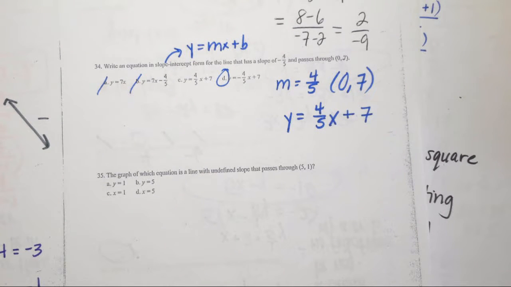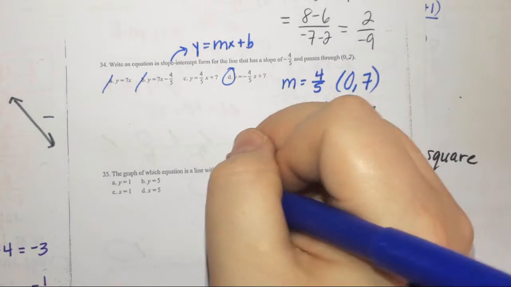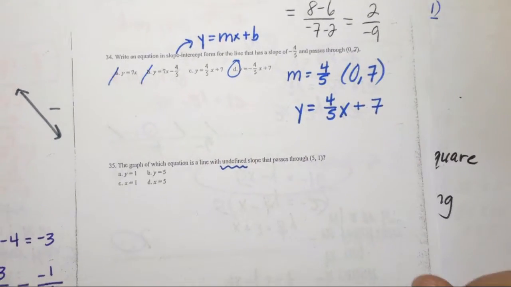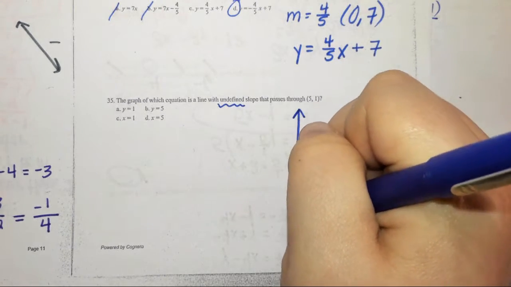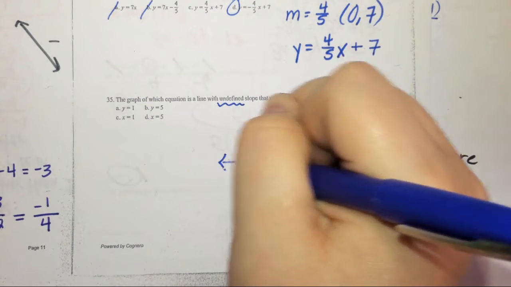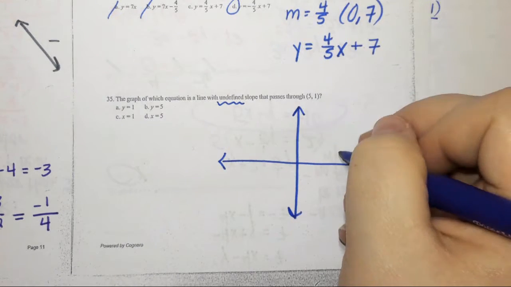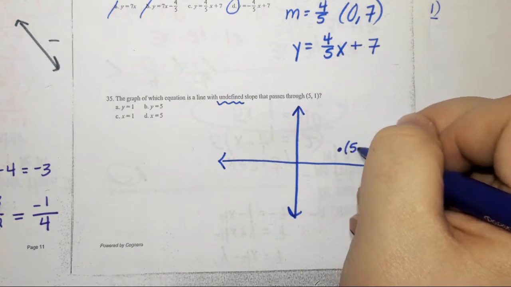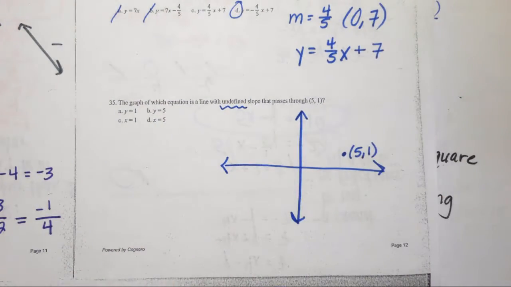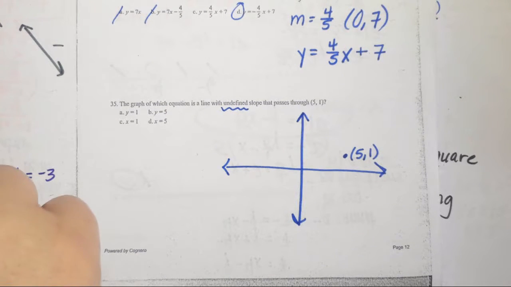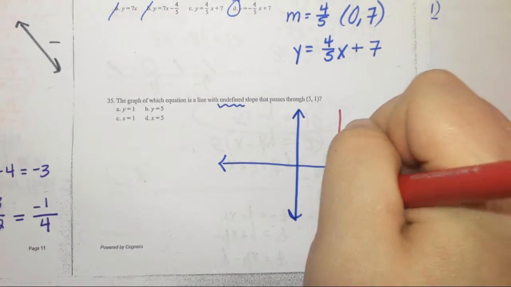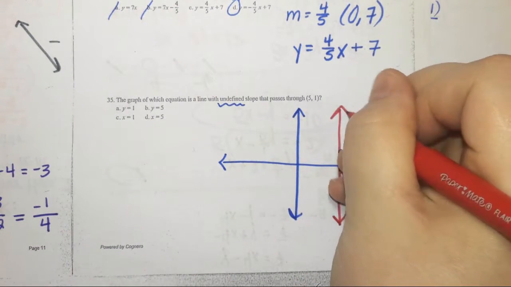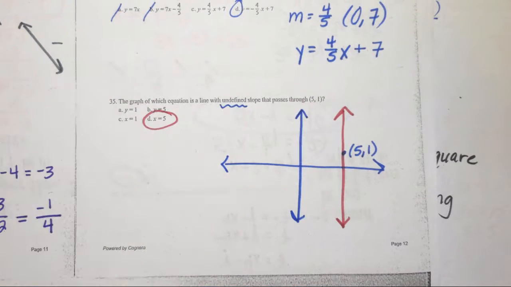35 is probably going to break my heart like 31 did. It requires us to understand undefined. So we know there's a point at 5, 1. We're asked to find a line that has undefined slope. So we need a line that goes like this through it. So it has to be D.